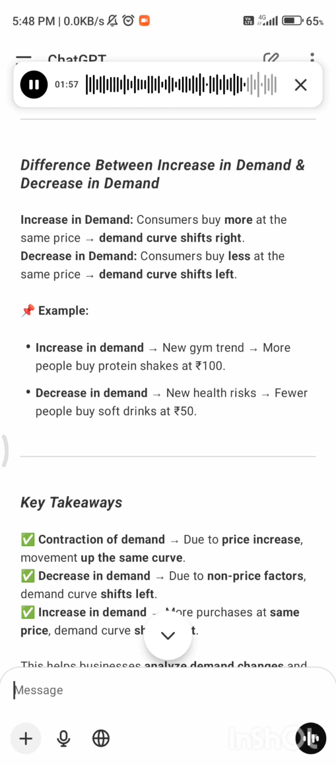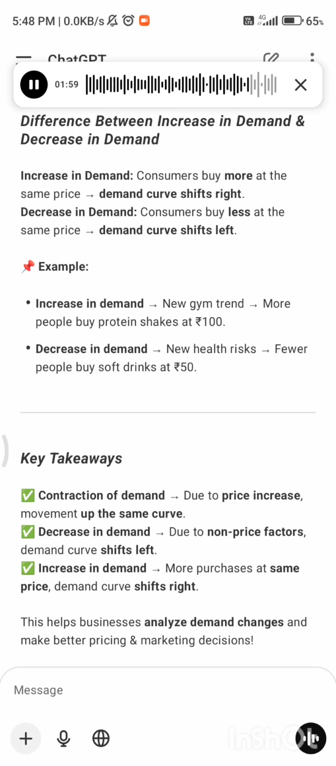Key takeaways: contraction of demand, due to price increase, movement up the same curve. Decrease in demand, due to non-price factors, demand curve shifts left. Increase in demand, more purchases at same price, demand curve shifts right. This helps businesses analyze demand changes and make better pricing and marketing decisions.